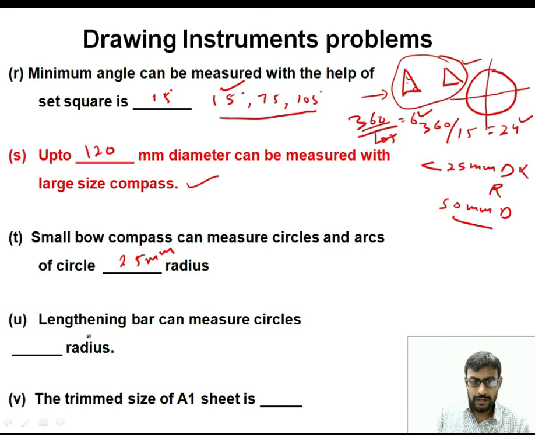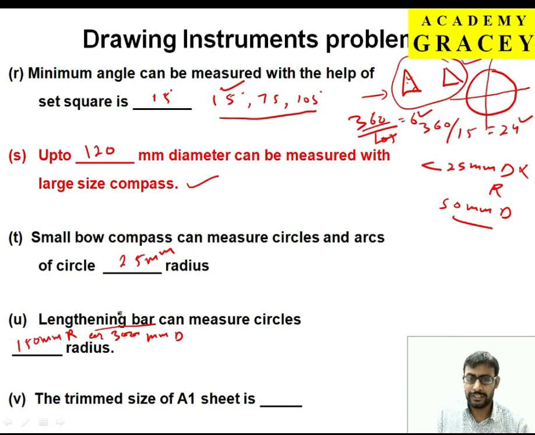Next, the lengthening bar can measure circles of dash radius. We talked about the large size compasses, which can measure 120 mm. The small bore compasses can measure 25 mm of radius, and with the lengthening bar, up to 150 mm of radius or 300 mm of diameter can easily be measured. Sorry, it's the lengthening bar, not the large bar compasses.